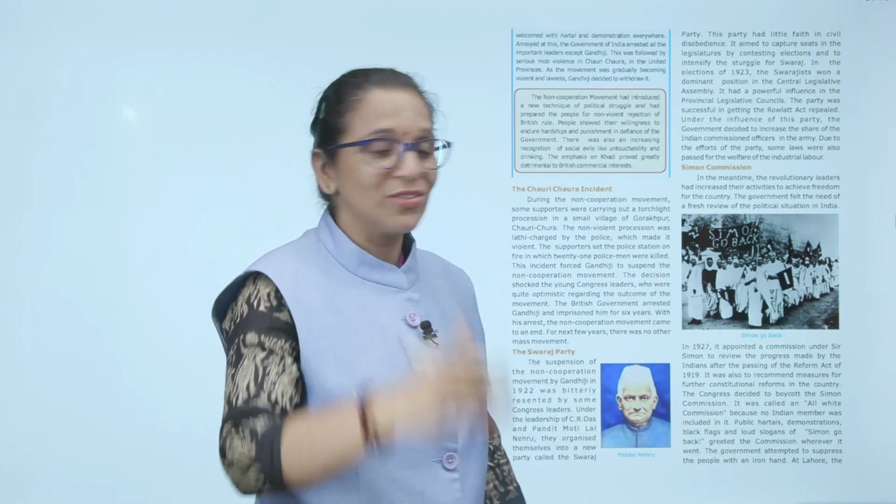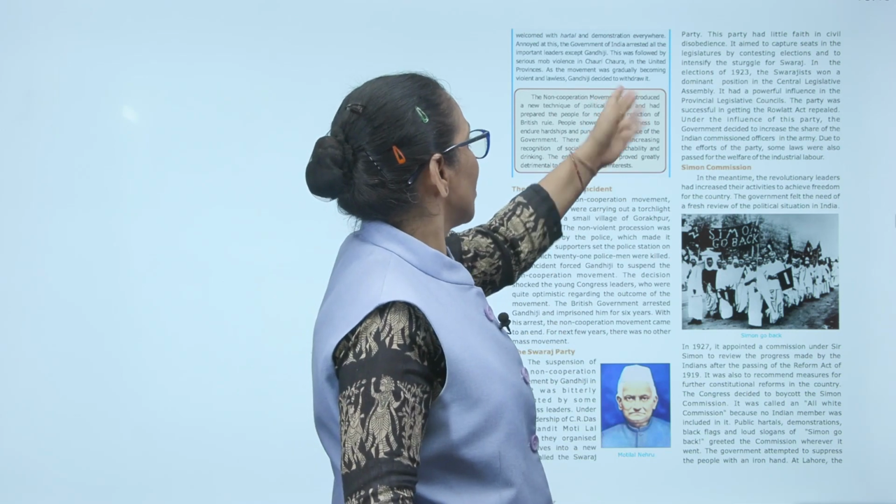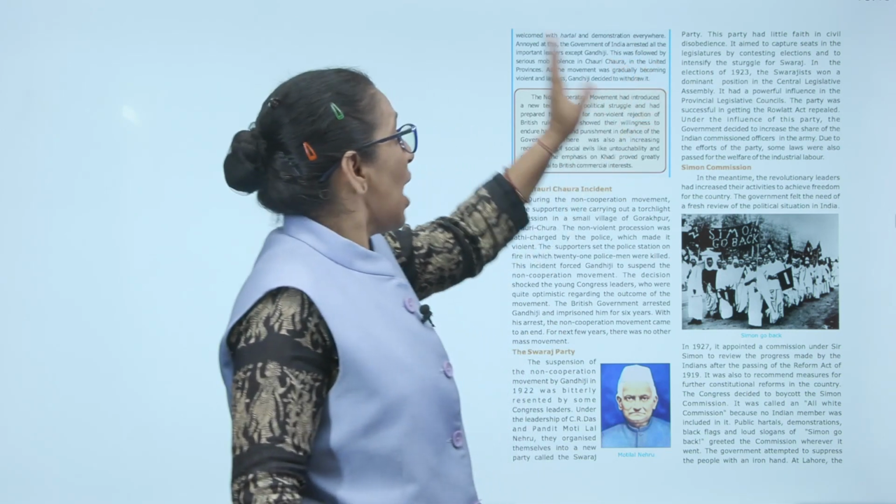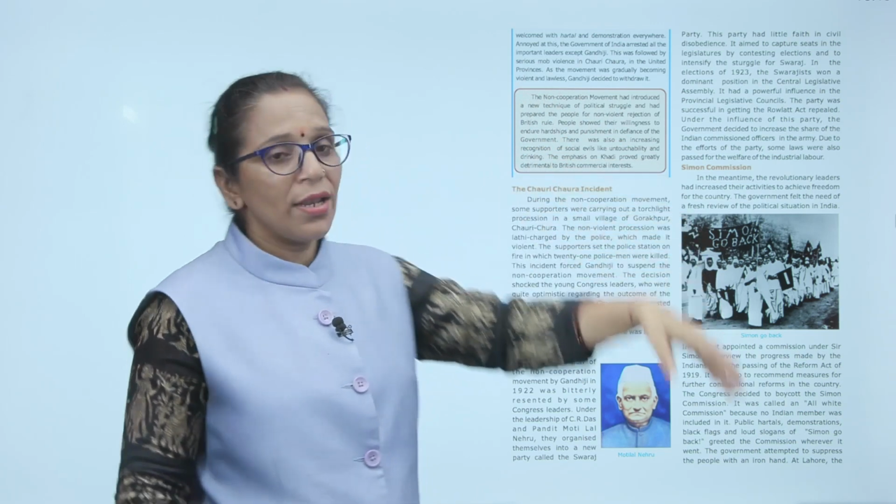Annoyed at this, the government of India arrested all the important leaders except Gandhiji. And this was followed by a series of mob violence. Chauri Chaura incidents happened in the UP, United Provinces. As the movement gradually became violent and lawless, Gandhiji decided to call off the non-cooperation movement.